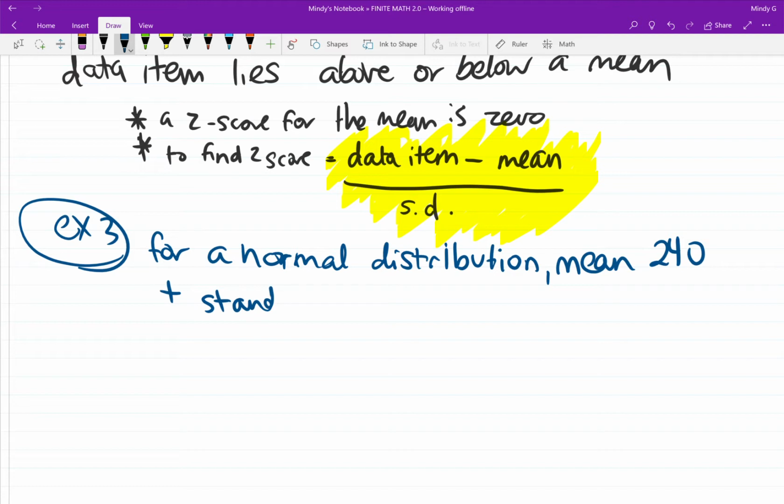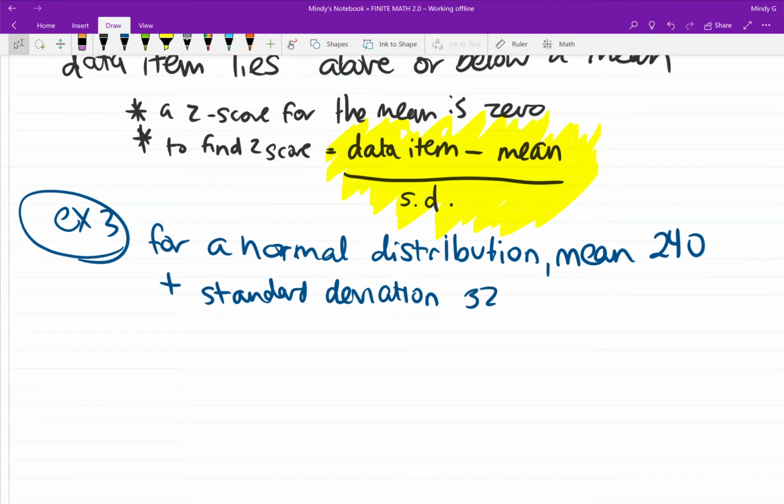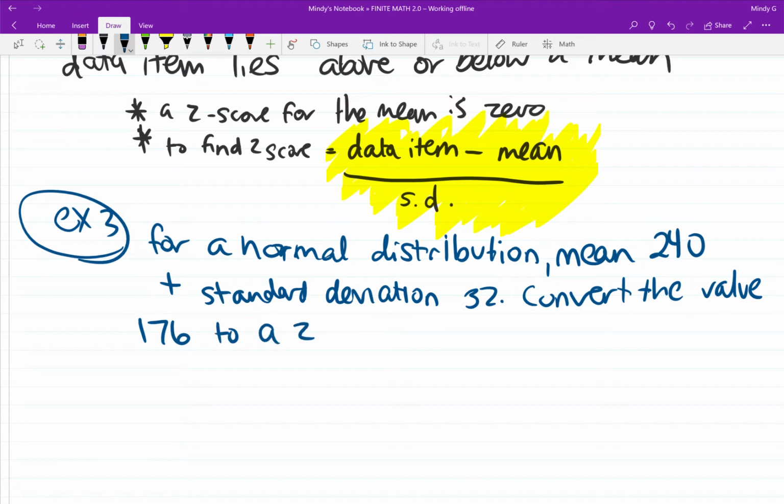Converts the data value 176 to a z-score. Did you say 276 or 176? 176. I wrote 176 and I said 176. It's definitely 176.